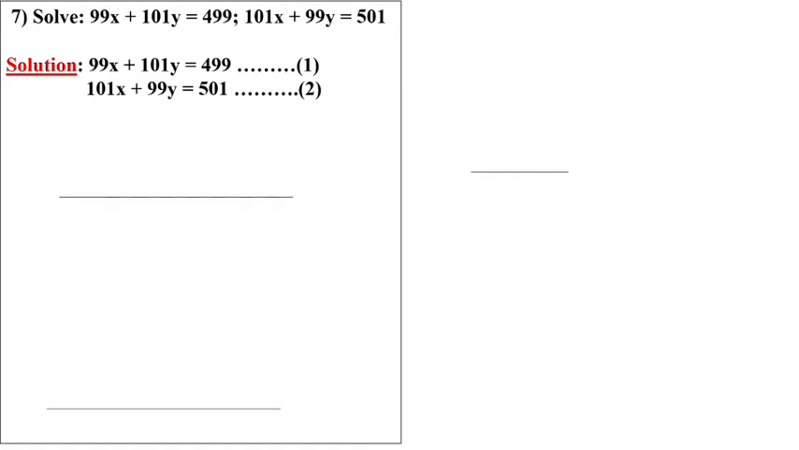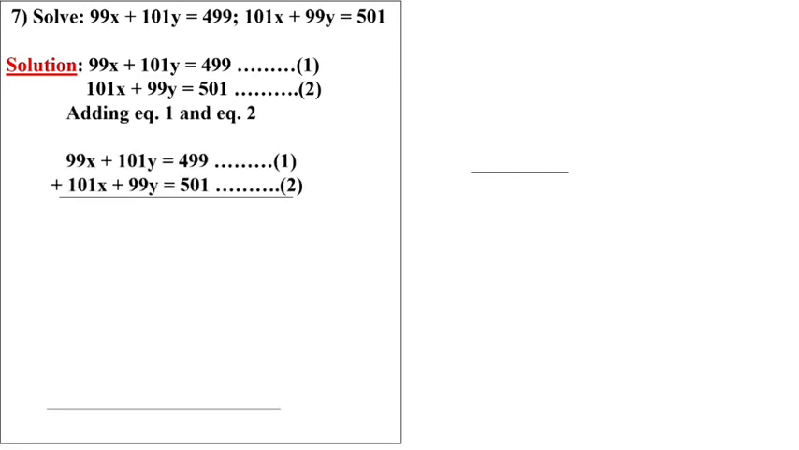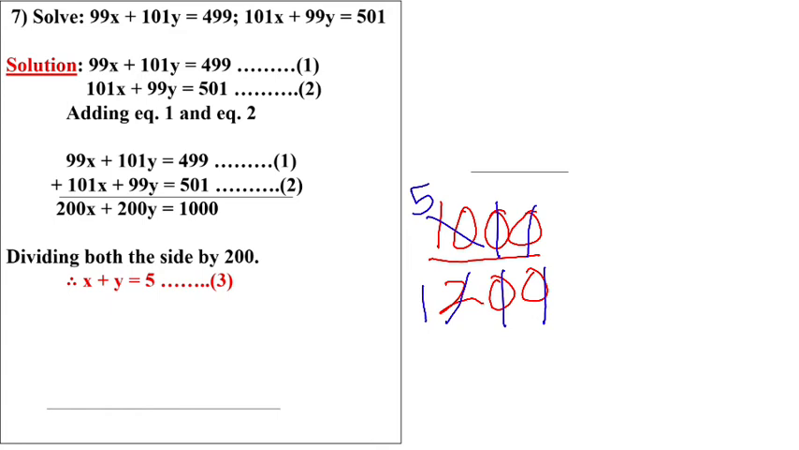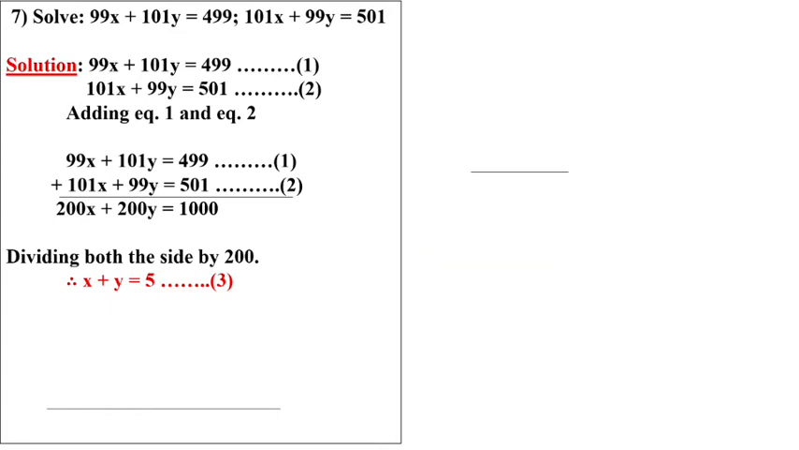So here we will add equation 1 and 2. When we add, we get 200x plus 200y equal to 1000. So this equation can be divided by 200. Dividing both sides by 200, we get x plus y equal to 5, since 1000 divided by 200 is 5. So here we form equation number 3.